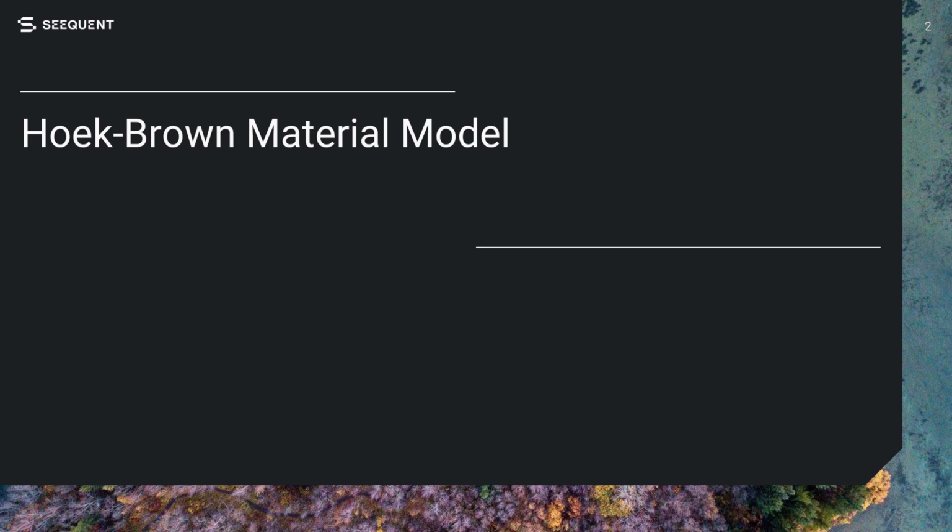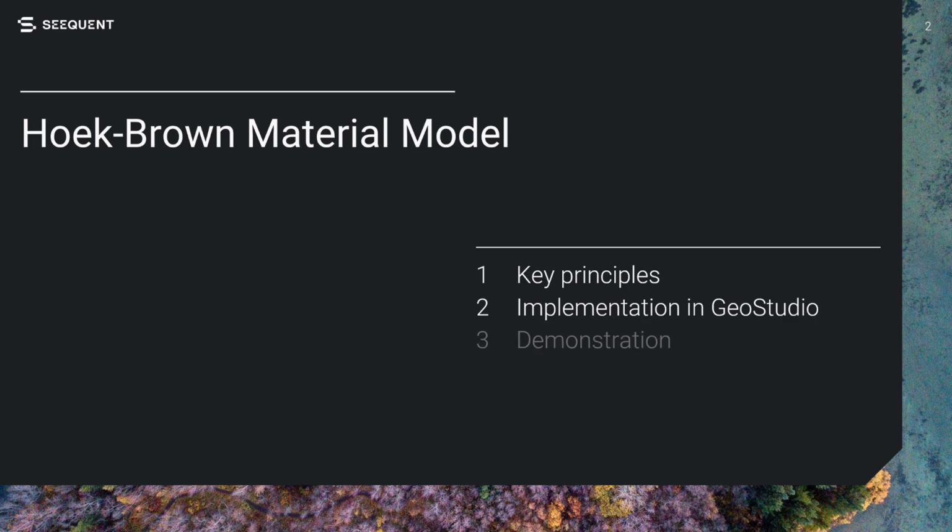In this video, we will explore the fundamentals of the Hoek-Brown constitutive model and the key principles behind it, how the Hoek-Brown model is configured in GeoStudio, including how to define the required material input parameters, a demonstration of rock slope stability analysis using the Hoek-Brown model in both SLOPE/W and SIGMA/W, and a comparison of the results from the two analysis methods to highlight their consistency and key insights.